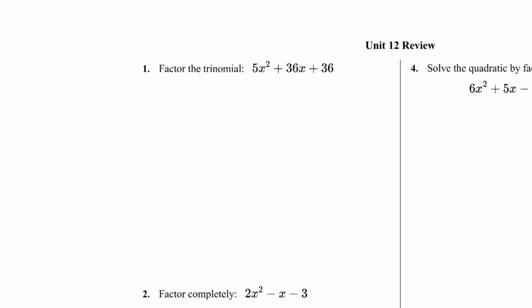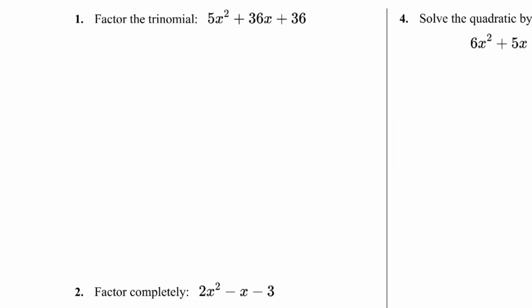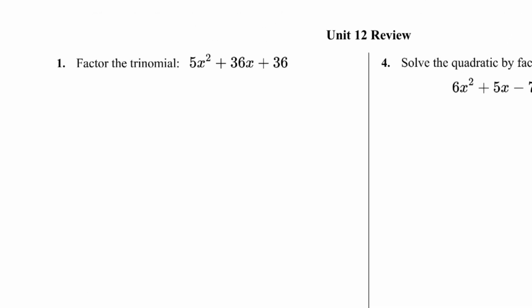This is a review for Unit 12. What you'll notice about this trinomial, if you tried to factor out a GCF, there isn't one. So you have to factor it even though your a value here is bigger than 1. There's a couple different methods we looked at. I'm going to show you some of them throughout this review.